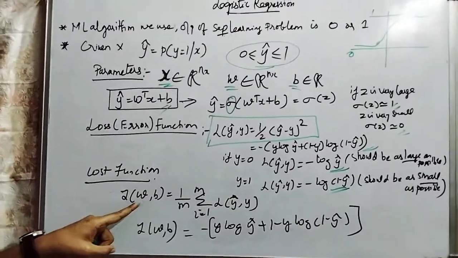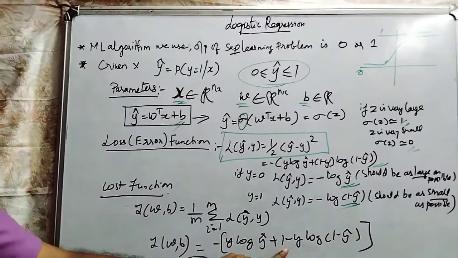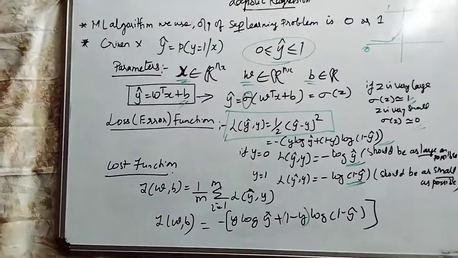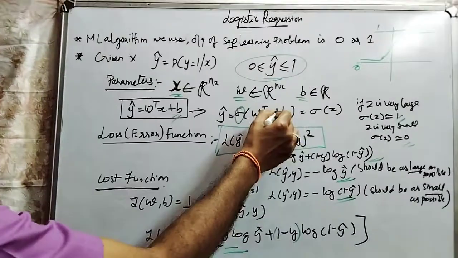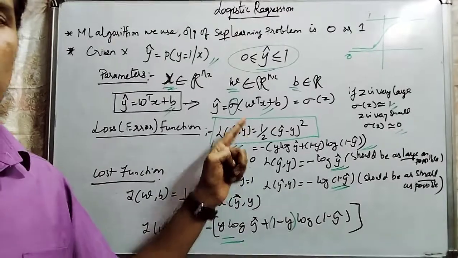Then the next important concept is the cost function of logistic regression, which is represented by J of w comma b. It is given by minus y log of y hat plus 1 minus y log of 1 minus y hat. So this is the cost function. These are all the things that we have to remember before moving into the implementation of logistic regression in neural networks.